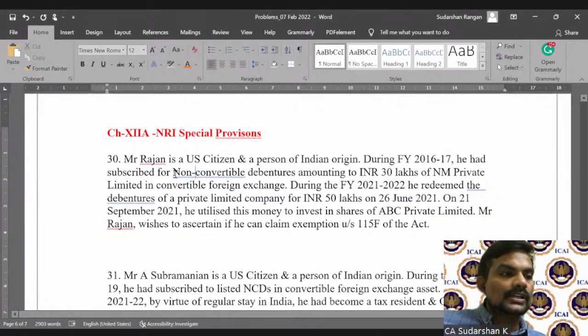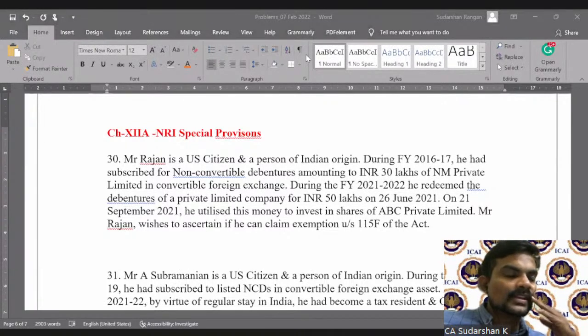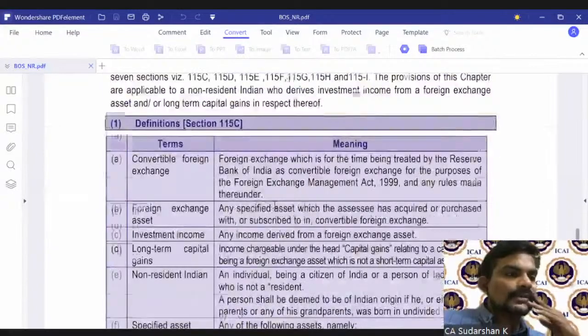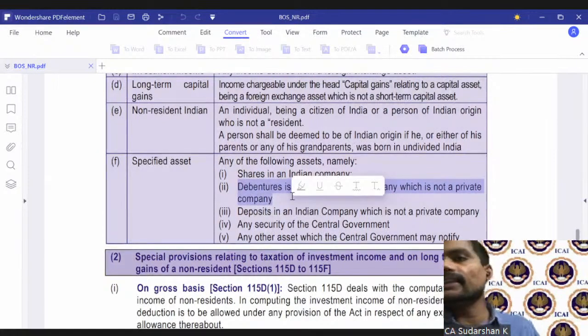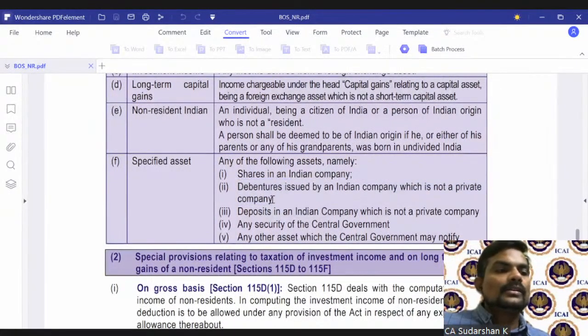What is the asset he has got? He has got non-convertible debentures, so basically your debentures, NCDs, of NM Private Limited. So now let's go to specified asset under the definition of 115C to see whether NCDs are included. So we are in 115C, specified asset, any of the following assets. Shares in Indian company, no. We are talking about non-convertible debentures in a private limited. Debentures issued by an Indian company which is not a private company. So this is the main part here. Debentures issued by an Indian company which should not be a private company.